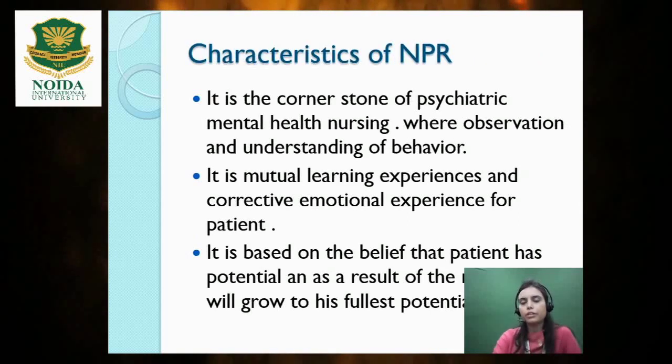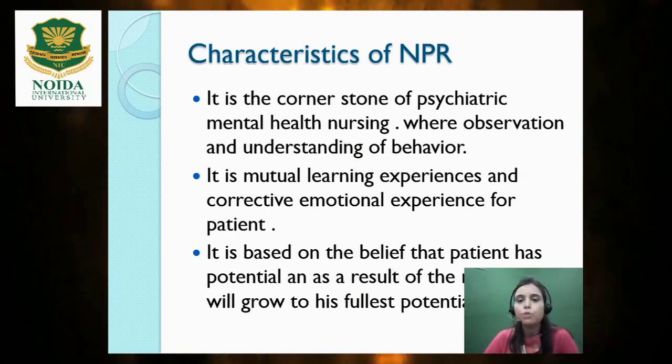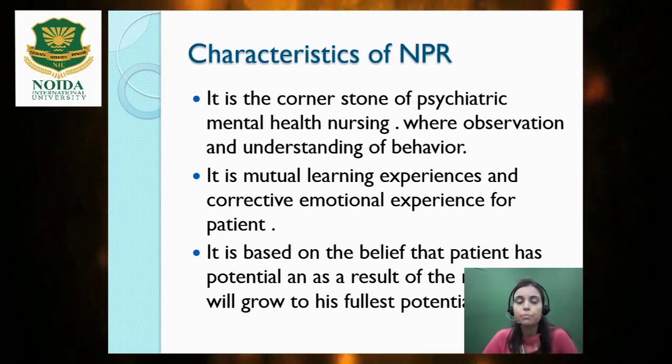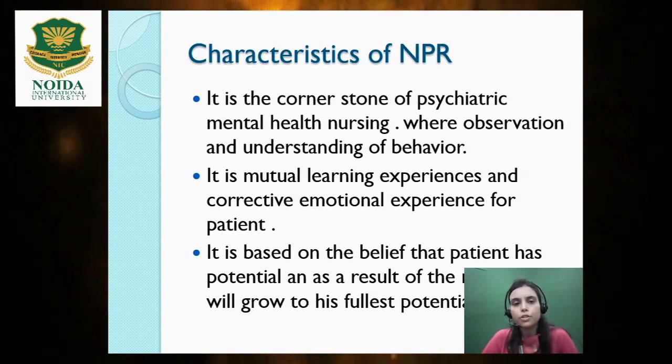There are some characteristics of the nurse-patient relationship. Every process, every phenomenon has some basic characteristics, and the nurse-patient relationship has them as well. The first one is that it is the cornerstone of psychiatric mental health nursing. Why is it the cornerstone? Because we have to observe and understand the patient's behavior. The moment the patient is admitted to the hospital, we have to observe the client's expressions and verbalization, and understand the behavioral pattern and behavioral changes of the patient.